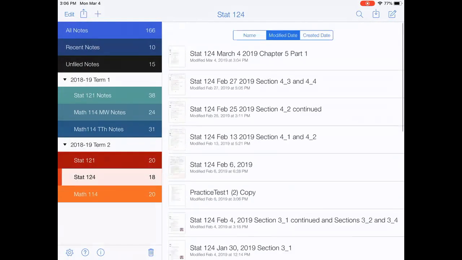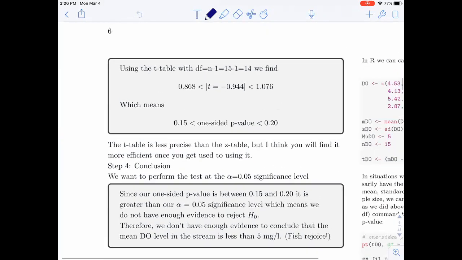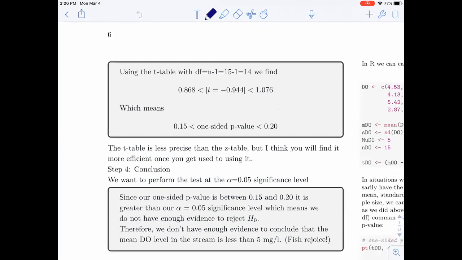Okay. So here, it's going to end up looking like this. When we're writing it out, I just put my calculated t in the center of the page. I start there, and then I write out the values that capture my calculated t, and then I put my one-sided value, the same idea, between 0.15 and 0.2. Any questions about that step? No?